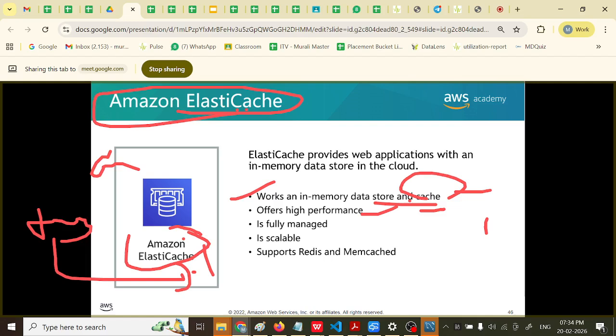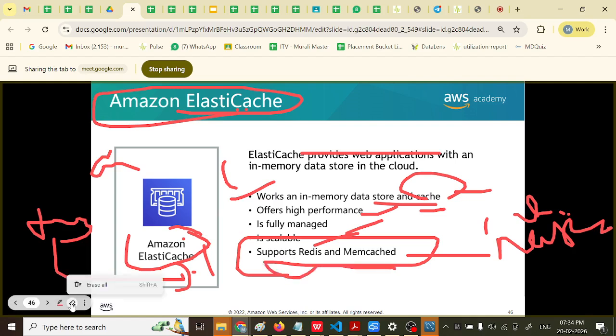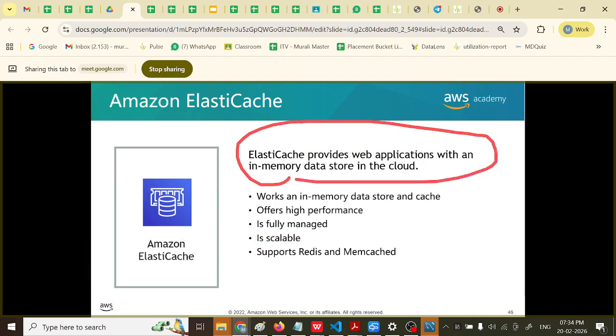So it offers high performance, it's fully managed, scalable, and supports Redis and Memcached. This is a NoSQL database. ElastiCache becomes a NoSQL database. It provides an in-memory data store in the cloud. In-memory means it by default has a storage of temporary memory. It will keep your data.